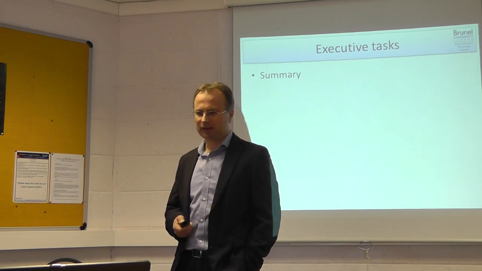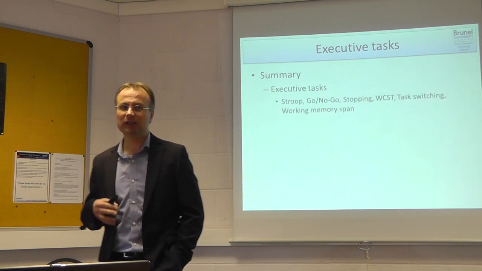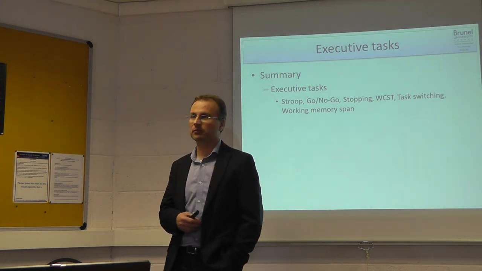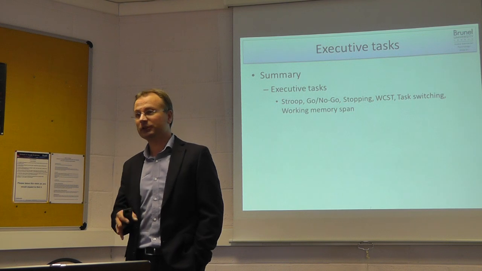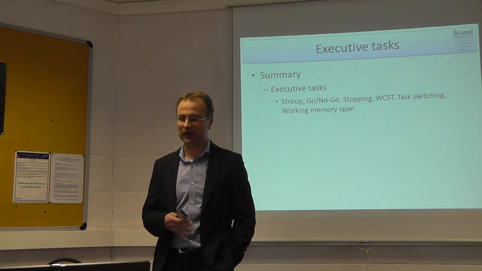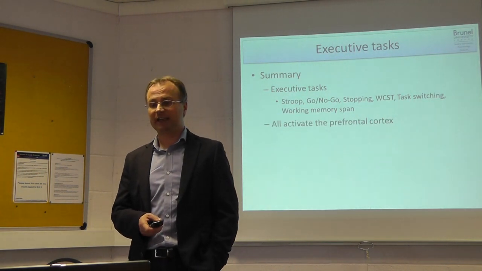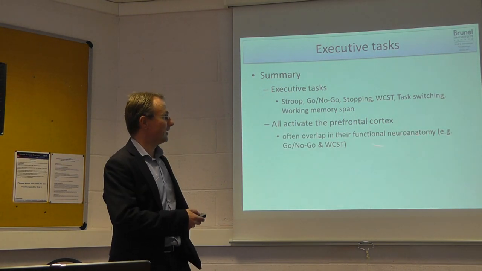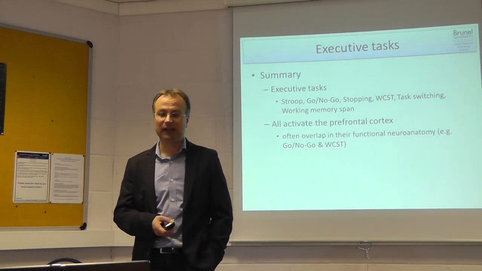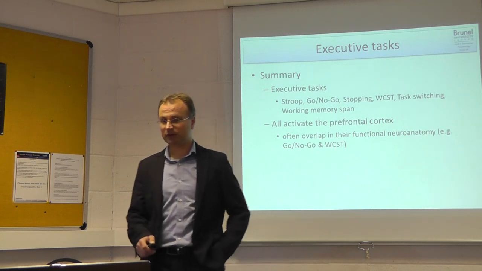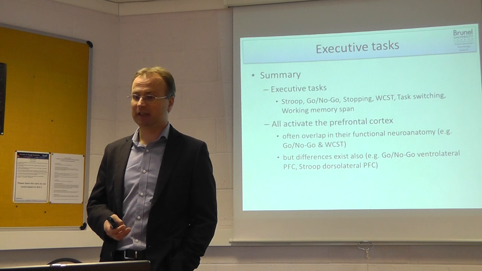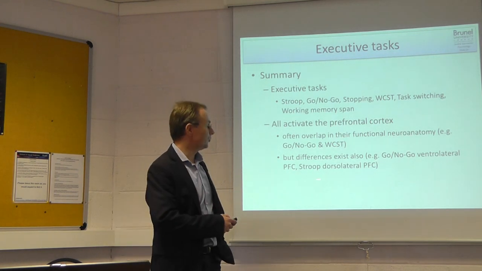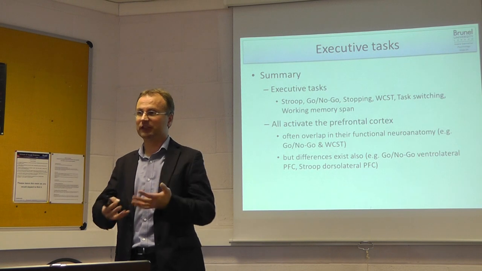Okay, to summarize the bits on the executive tasks, we have now spoken about quite a few. Stroop, go/no-go, stopping, task switching, working memory span. And while there are quite a few more tasks out there, these are the most central ones, I would say. All of these tasks activate the prefrontal cortex, and often they overlap in their functional neuroanatomy, that means in the areas they are activating, as we have seen, for instance, the go/no-go and Wisconsin Card Sorting Test. However, there are clear differences as well. For instance, go/no-go activates ventral lateral prefrontal cortex, while Stroop activates dorsal lateral prefrontal cortex, this implementation of control.